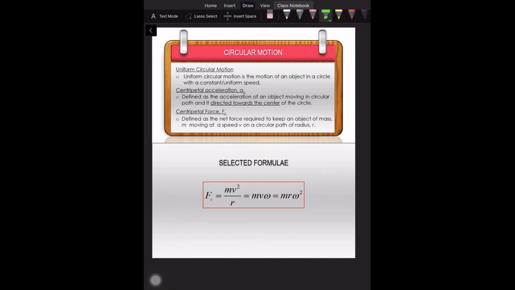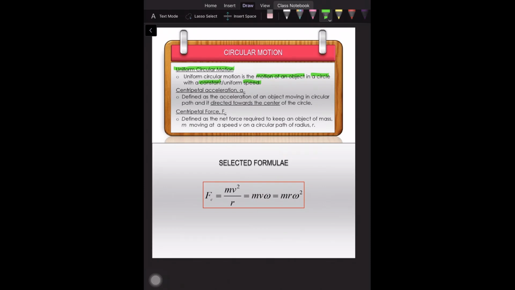Okay, the first thing that you must know is about uniform circular motion. So, what is meant by uniform circular motion? Uniform circular motion is the motion of an object in a circle when the object moves in a circle with constant, or uniform, speed. So when the object moves in circular motion with a constant speed, we call it uniform circular motion.